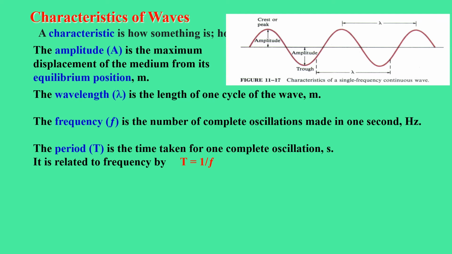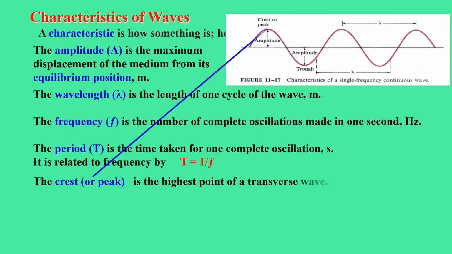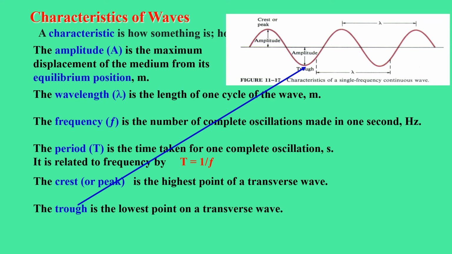The period is the time taken for one complete oscillation in seconds. It is related to frequency by the formula T equals 1 over F. The crest or peak is the highest point of a transverse wave. The trough is the lowest point on a transverse wave.